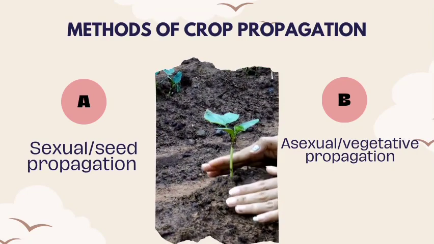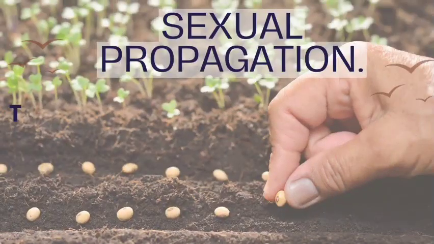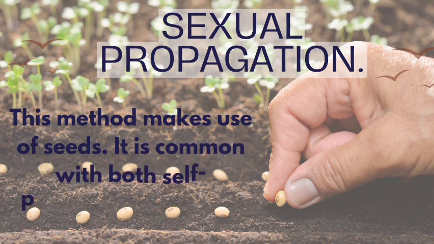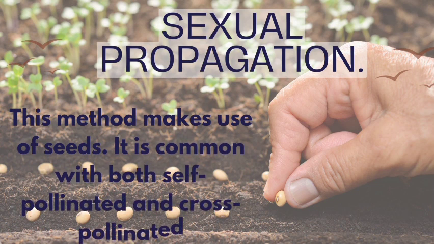So now let's discuss the sexual propagation. Sexual propagation is also known as seed propagation. This method makes use of seed. It is common with both self-pollinated and cross-pollinated plants. Sexual propagation might be the only way to plant some crops. Example, your groundnuts, your beans, your maize, tomatoes.